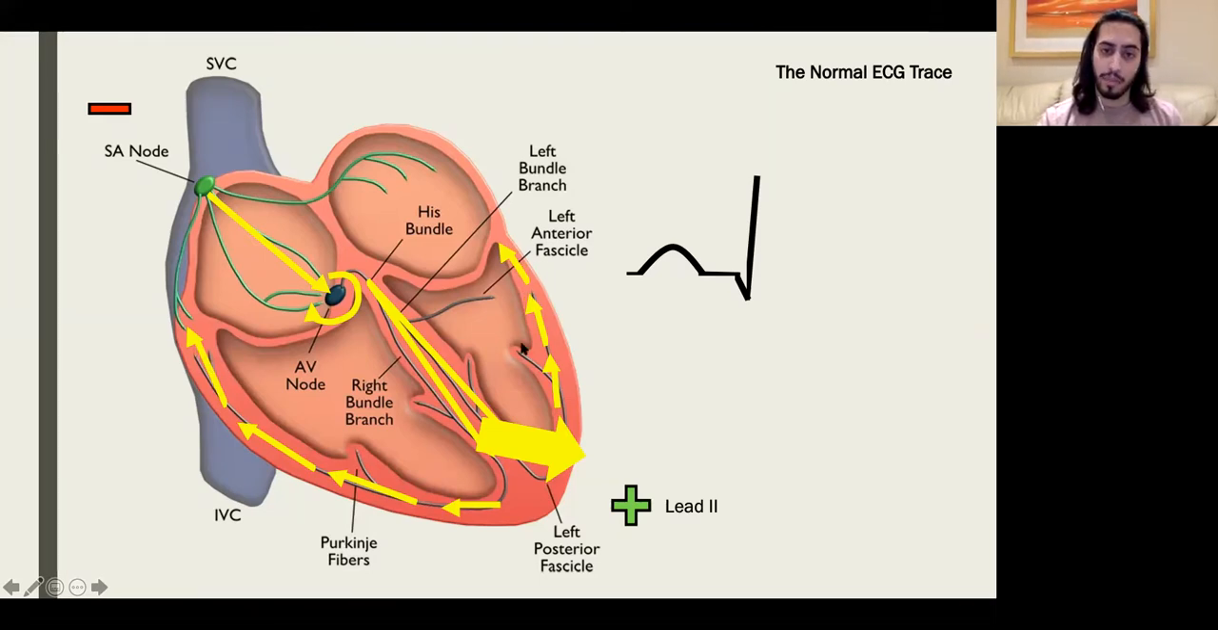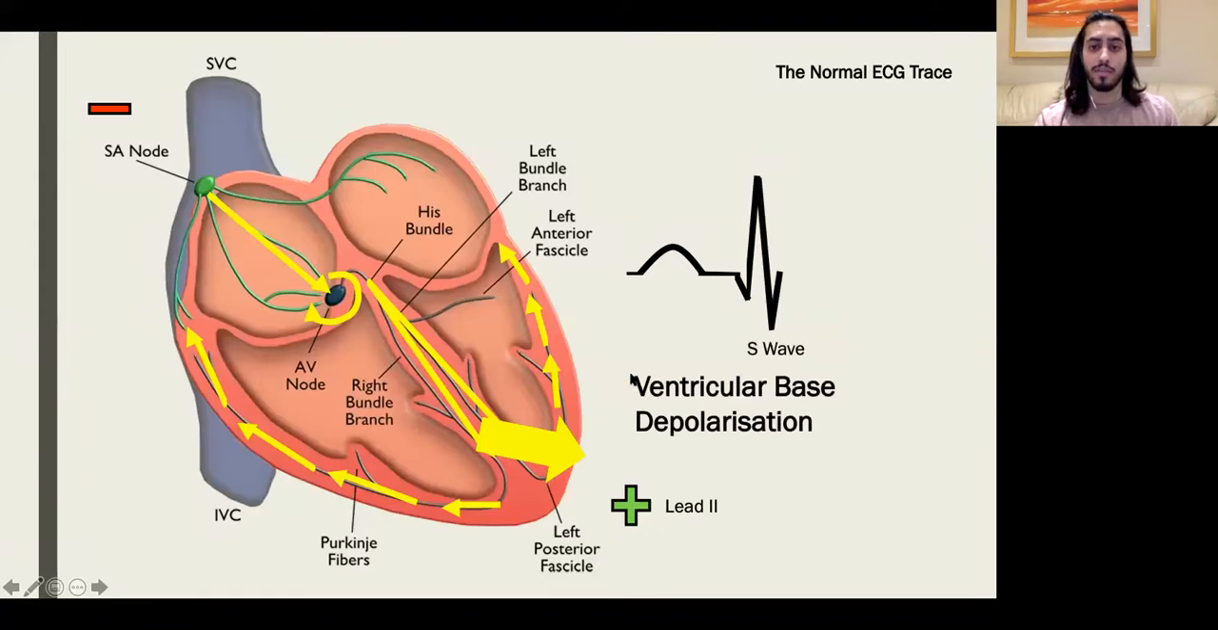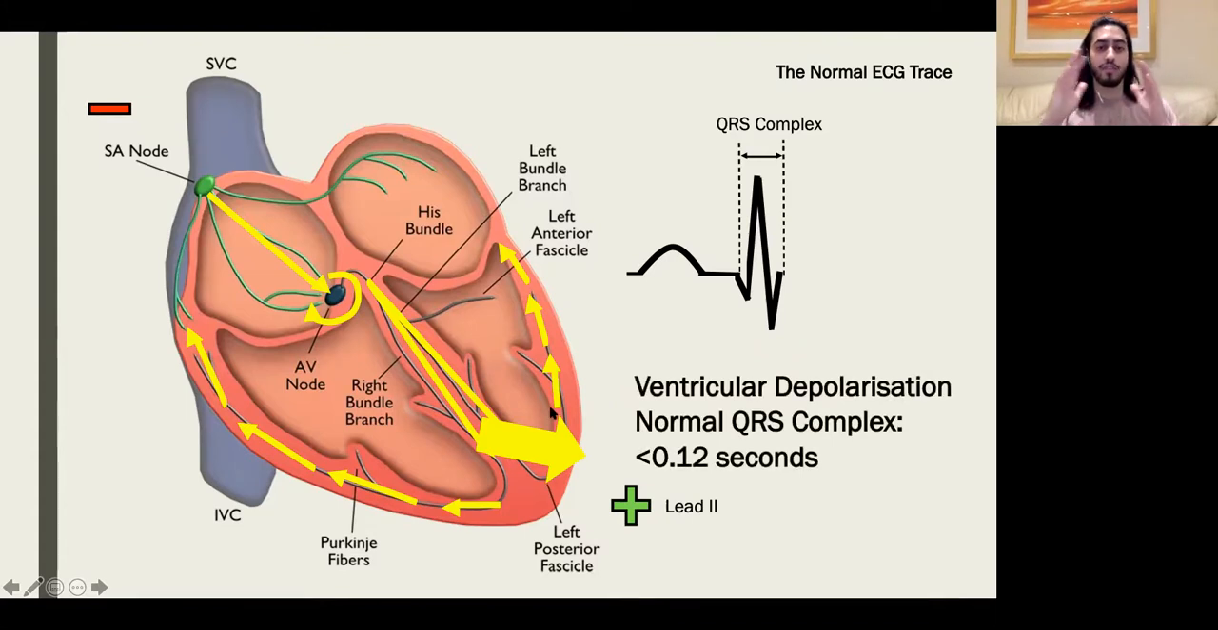When things go up this way, which way is the direction of the action potential? Towards the positive electrode or towards the negative electrode? Towards the negative electrode. If things are going towards the negative electrode, positive or negative deflection? Negative deflection. So the depolarization of the ventricular bases causes your S wave. Now, overall, what this complex is called is your QRS complex. And overall, it represents what we say ventricular depolarization. So that's what causes your ventricles to contract.